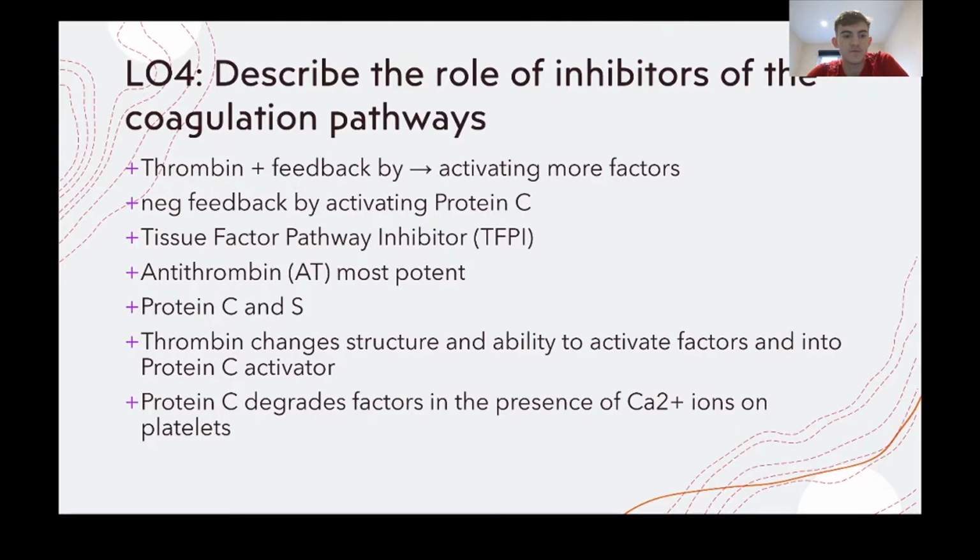But then we talk about thrombin. It has a positive feedback loop by activating more factors and more coagulation. However, when the clot is formed and we don't need it anymore, we get negative feedback and a change in the structure and function of thrombin. Now it activates protein C. Also, we have tissue factor pathway inhibitor and antithrombin, which is the most potent of these inhibitors, as well as protein C and S. Protein C degrades factors in the presence of calcium ions, which are found in those platelets' dense granules.